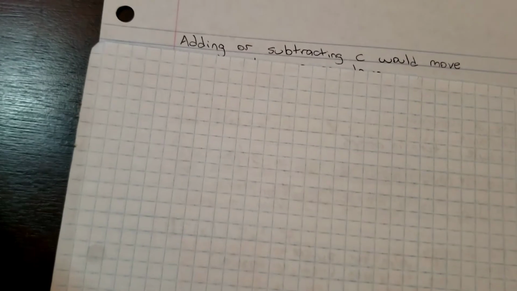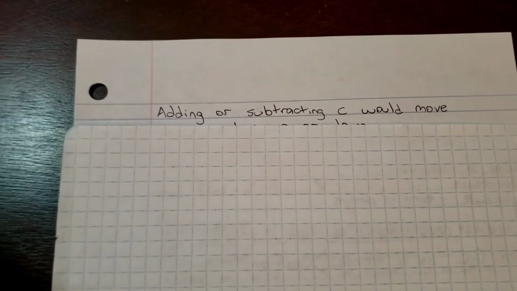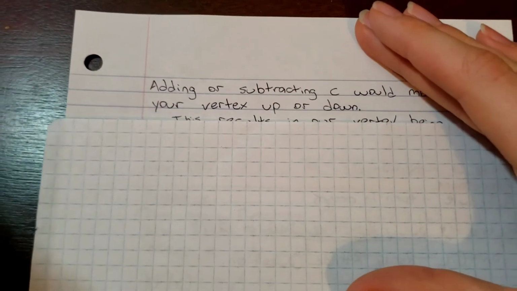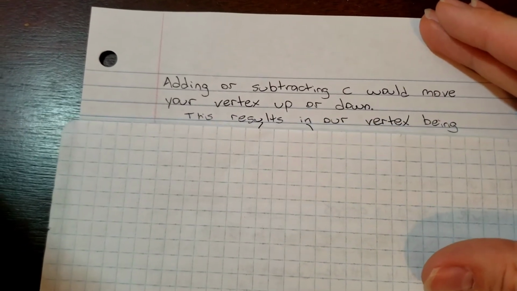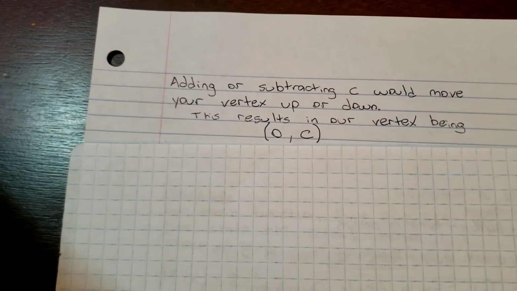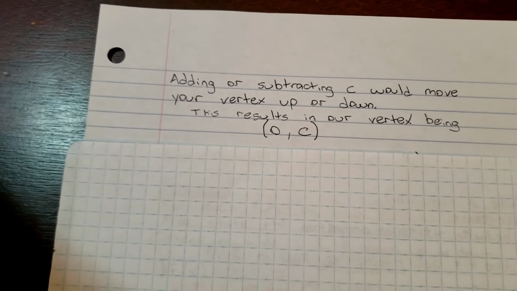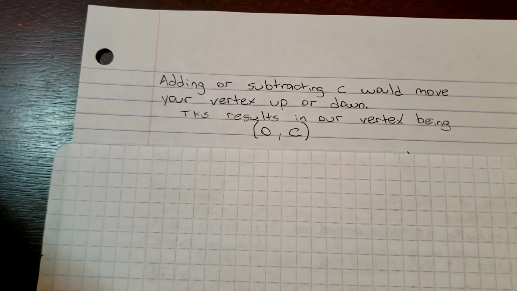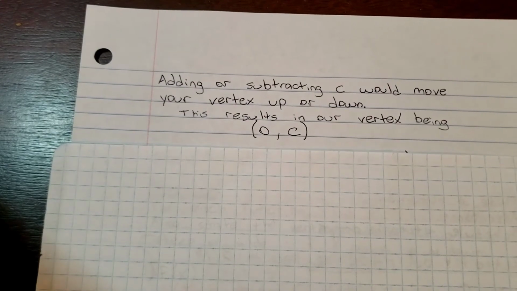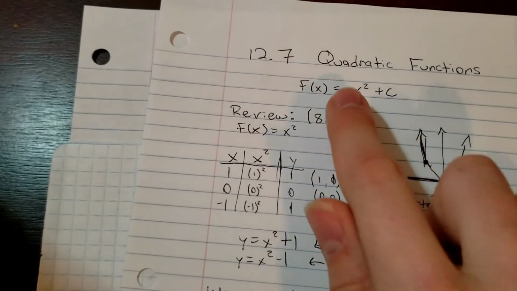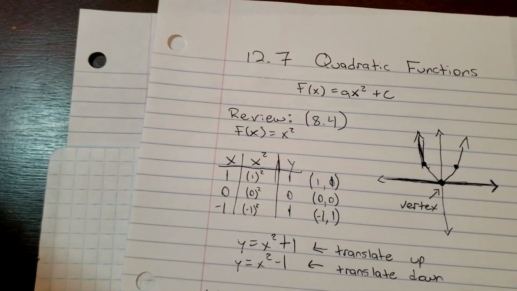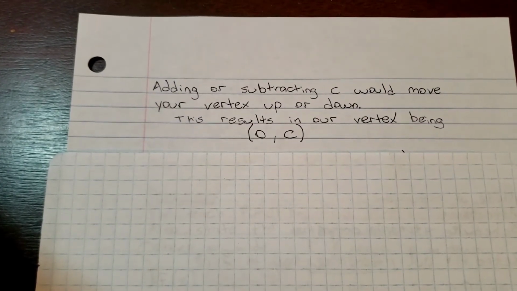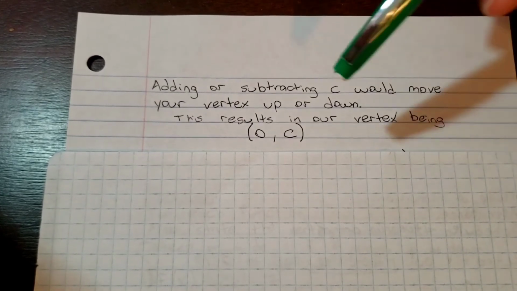I kind of mentioned this before in the notes, but here's the official note. Adding or subtracting c will move your vertex up or down. We describe our vertex as (0, c). For these instances where the formula is ax squared plus c, there's no b, so our vertex is found at the point (0, c).